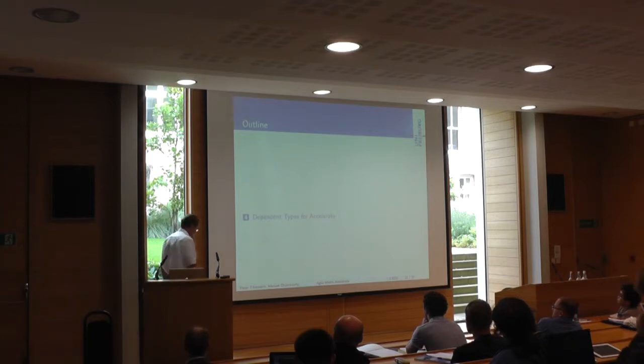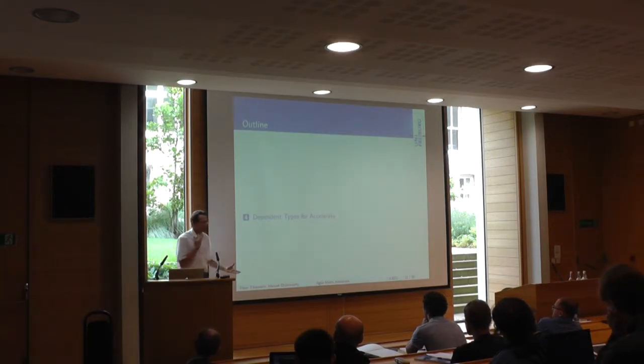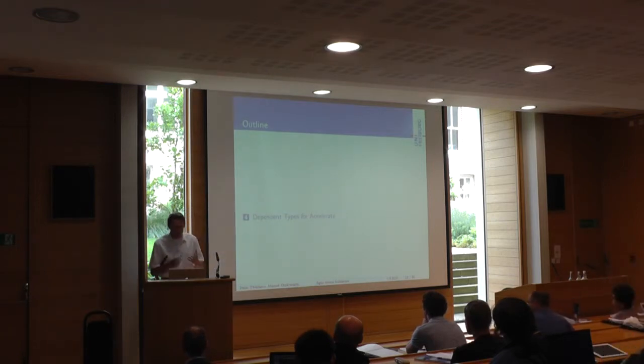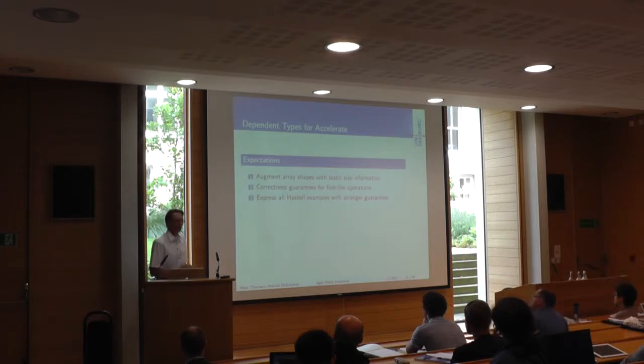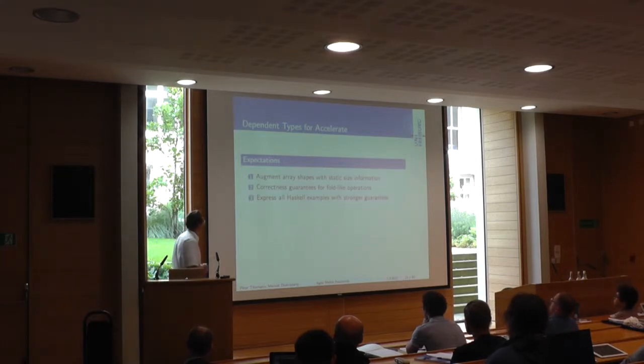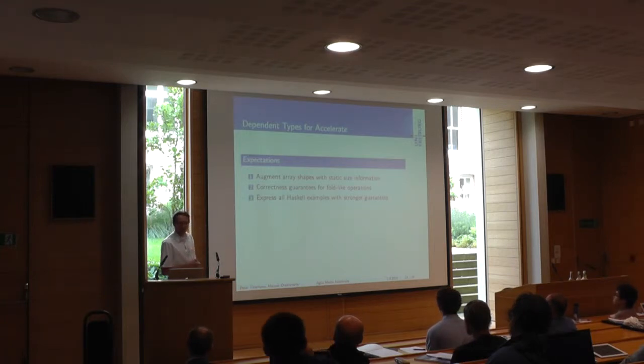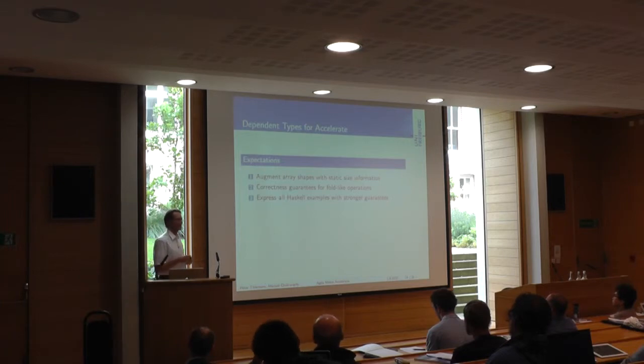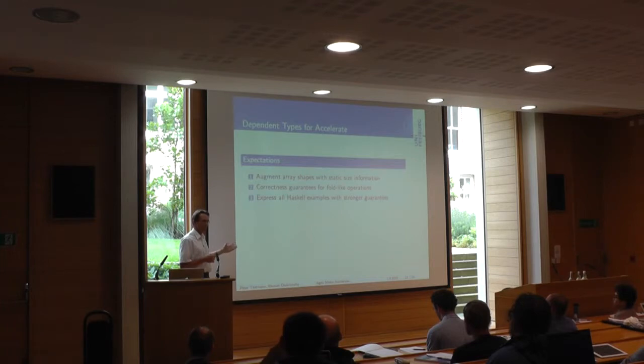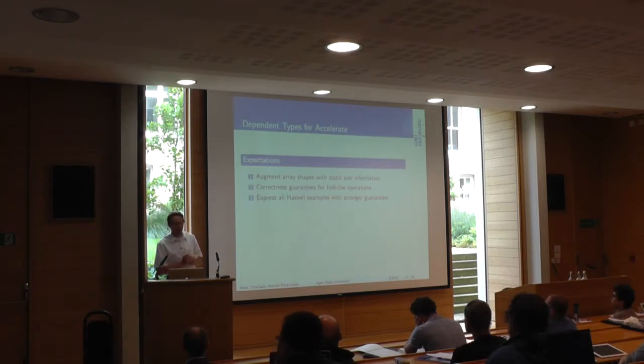Okay, so then we thought about various places where we could make use of dependent types in Accelerate. And these were our expectations. So one, which is why I had this other example on the previous slide, is of course we wanted to augment the array shapes with static size information, because that's the main thing that was missing from the shape information that's already present in Accelerate. So it knows everything about the number of dimensions, but it knows nothing about the different sizes.